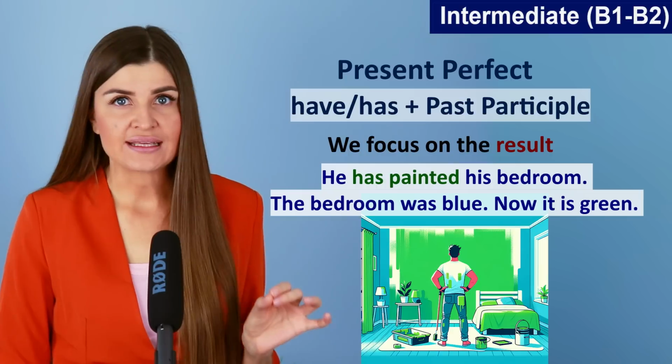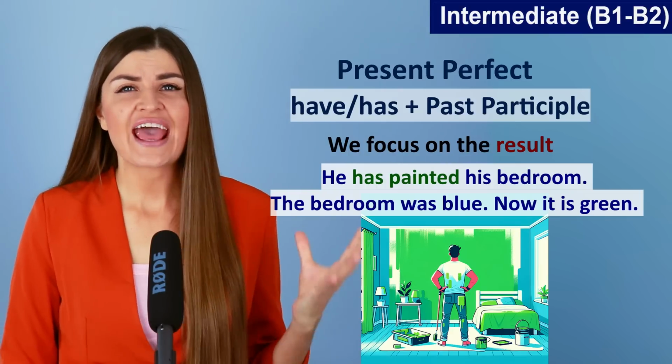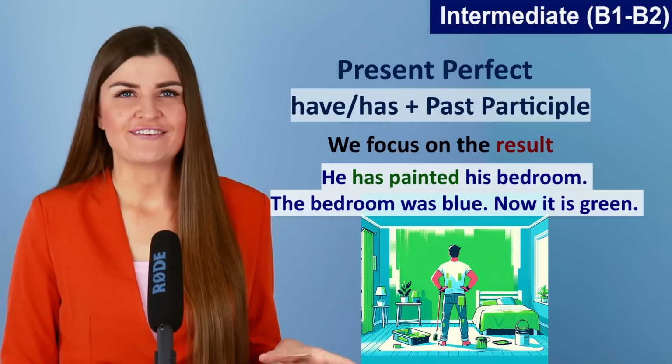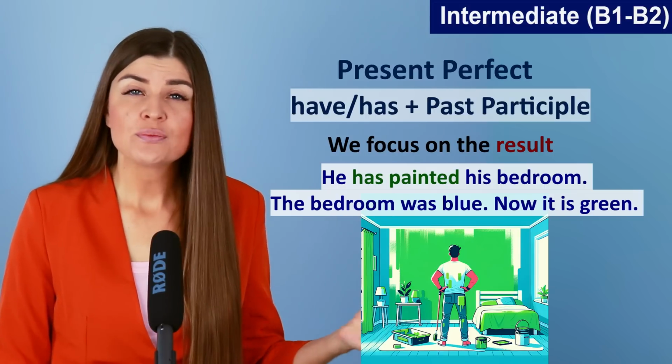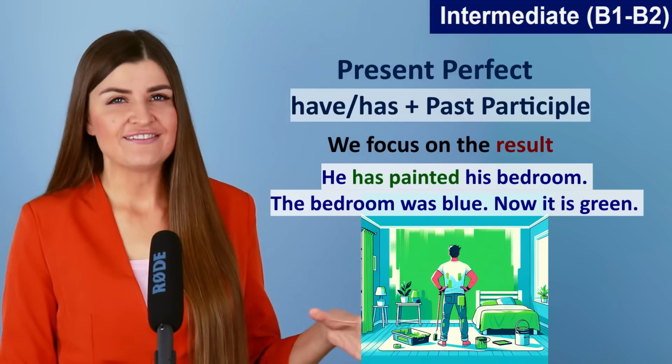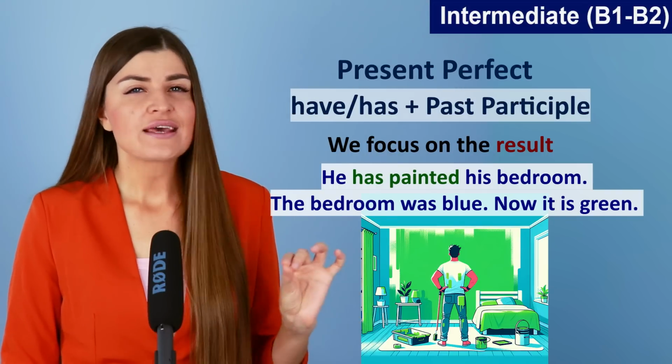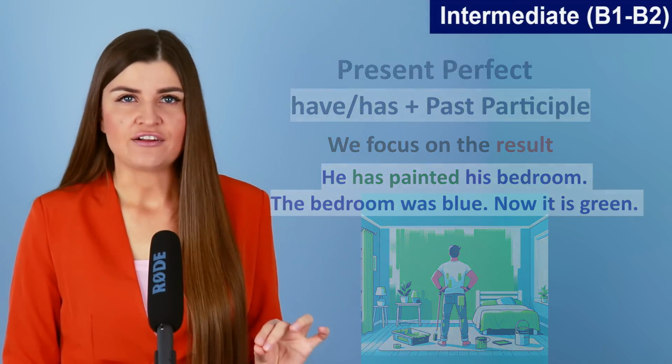He has painted is a completed action. We are thinking about the result of the activity. The painted bedroom is the result of the activity. We are thinking about the result, not about the activity itself.